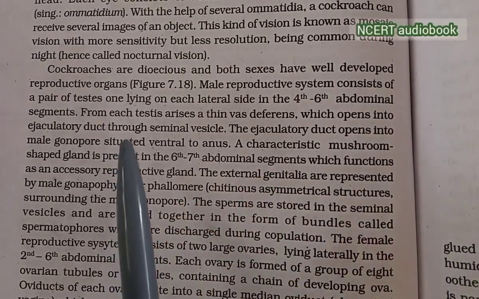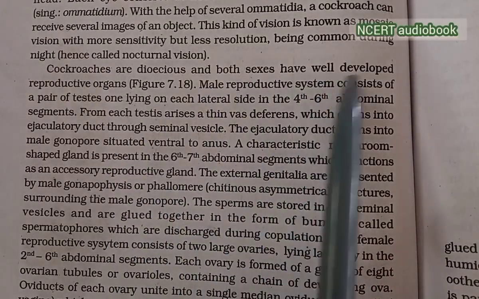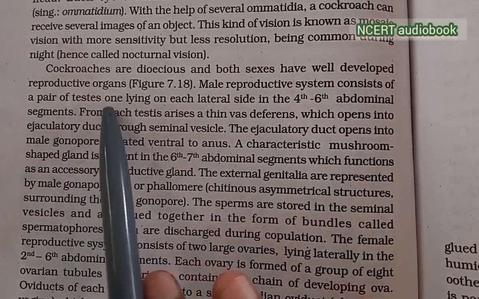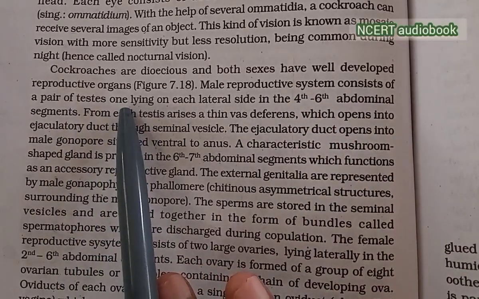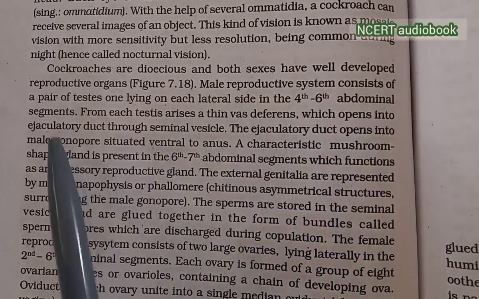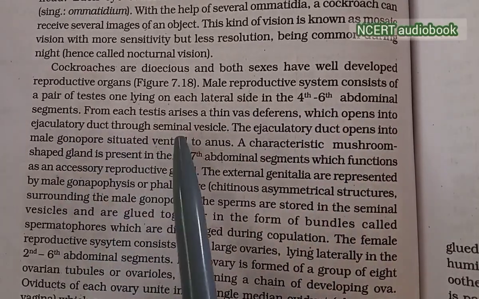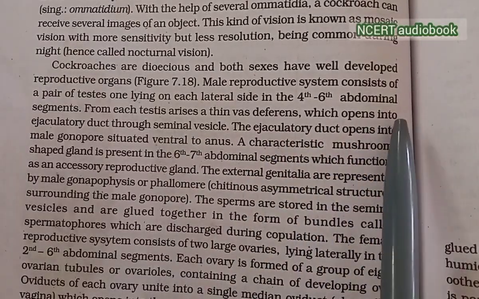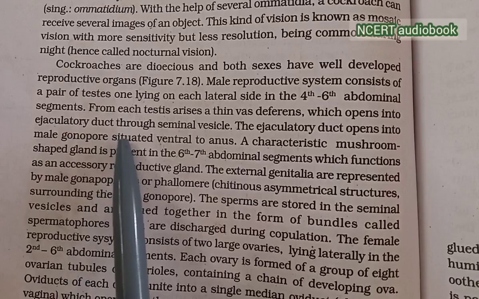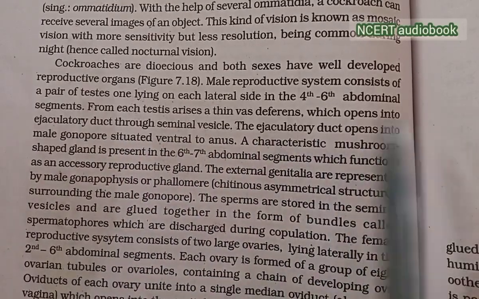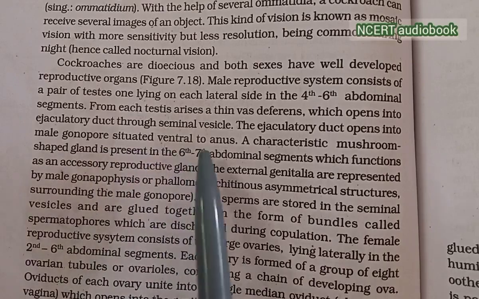Cockroaches are dioecious and both sexes have well-developed reproductive organs. The male reproductive system consists of a pair of testes, one lying on each lateral side of the 4th to 6th abdominal segment. From each testis arises a thin vas deferens, which opens into the ejaculatory duct through the seminal vesicle. The ejaculatory duct opens into the male gonopore situated ventral to the anus.